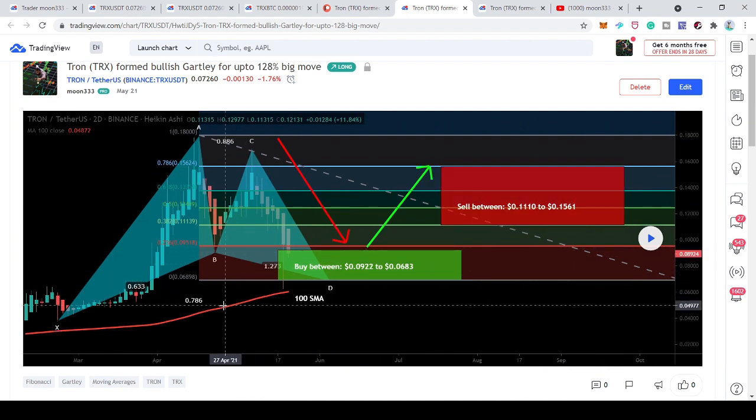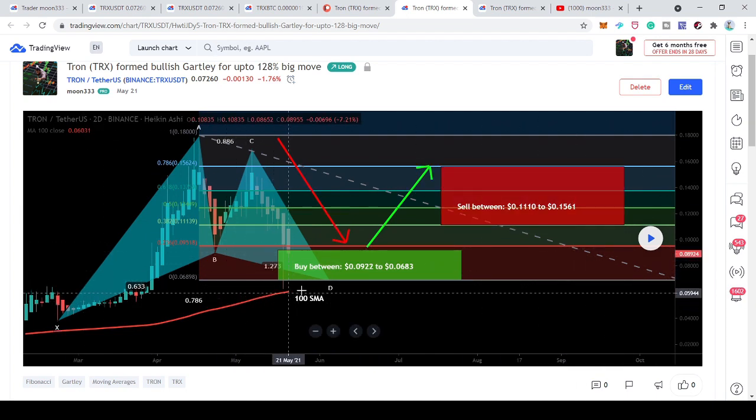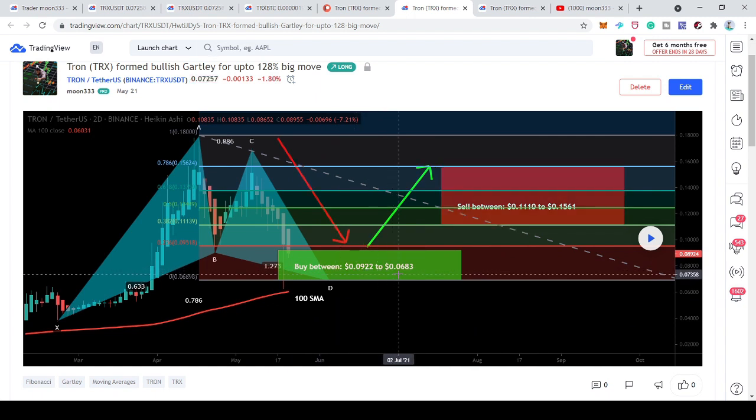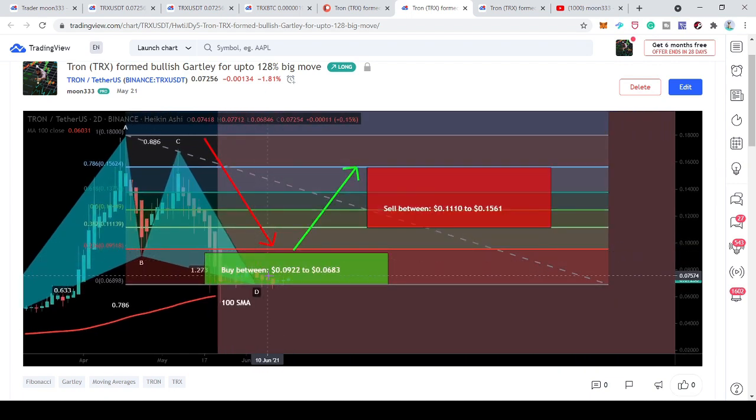Now here we can see that the price action had a very nice support of the 100 simple moving average. The buying zone starts from 9.2 cents and ends at 6.8 cents. And after playing the chart, we can see that the price action is still moving at the very end of this buying zone. Therefore, this is quite a low risk trade, because this is our stop loss, 6.8 cents. If it is broken down, then we can consider that our stop loss has been triggered and we can exit from the trade.